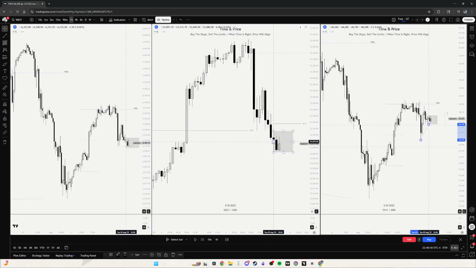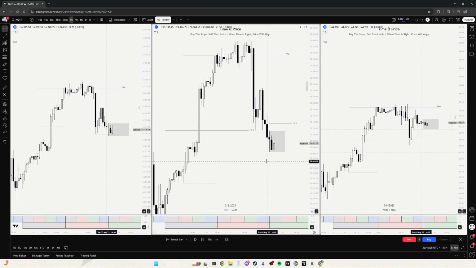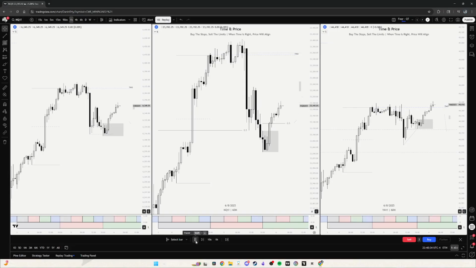Then to confirm those SMTs, we then formed a 1 hour PSP right here at the 6 p.m. open. So immediately we can already validate continuation higher. But obviously we are not trading overnight. We're going to wait for New York Open. From there, going into New York Open, what do we see?